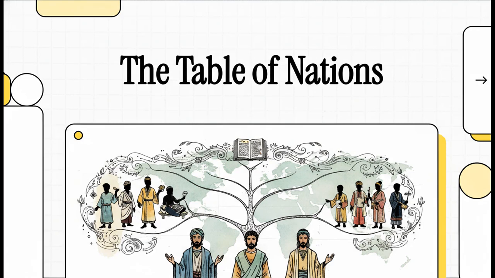Have you ever stopped to think about how ancient people saw the world? I mean, how did they explain all the different cultures, languages, and nations they saw around them? Well, tucked away in the book of Genesis, there's this incredible document. It's like an ancient map of all humanity.